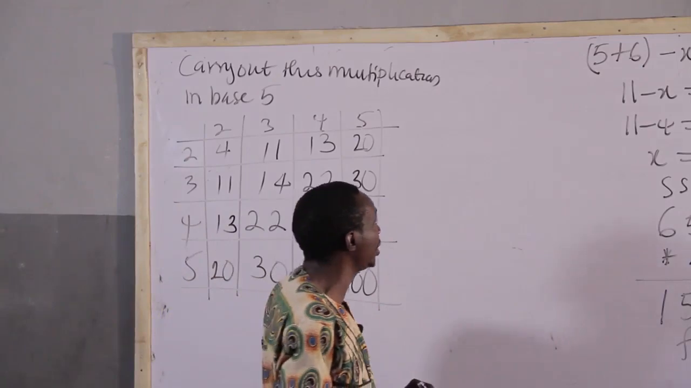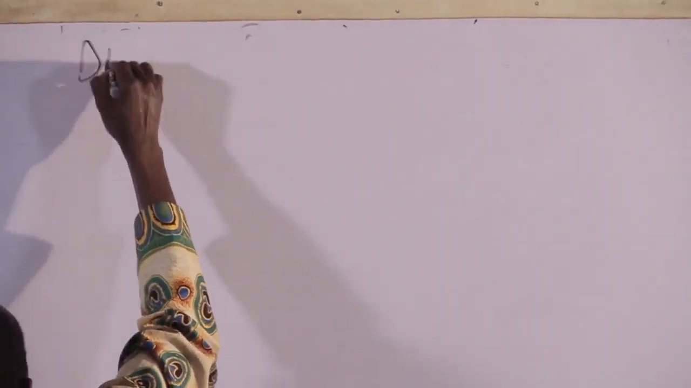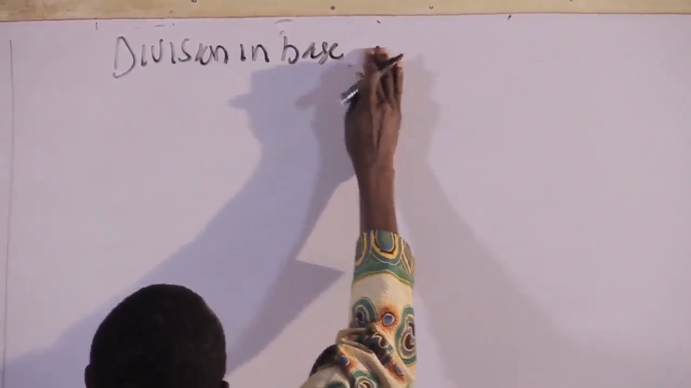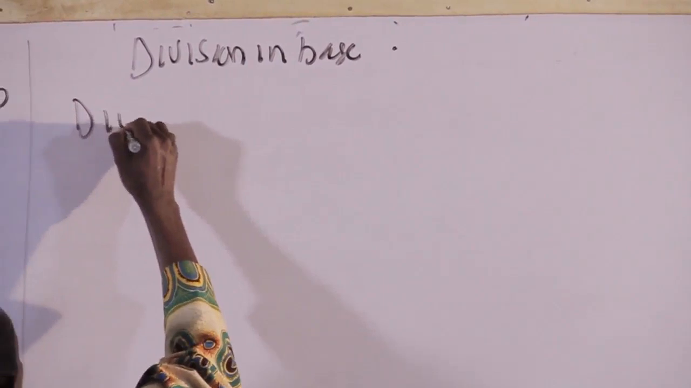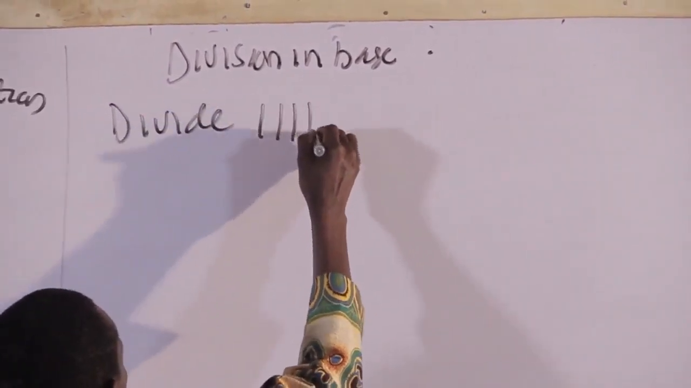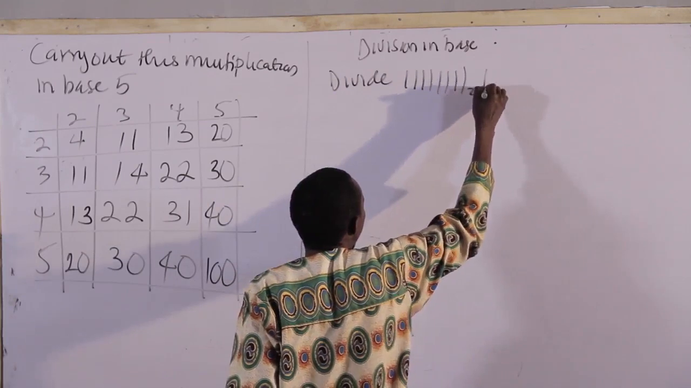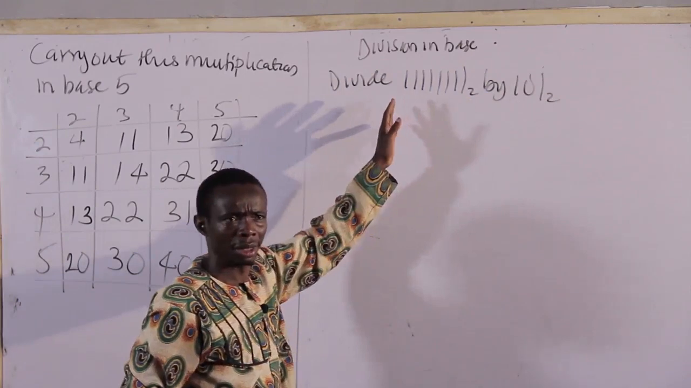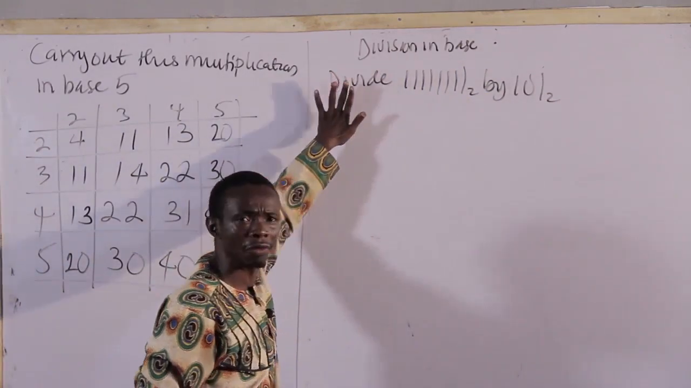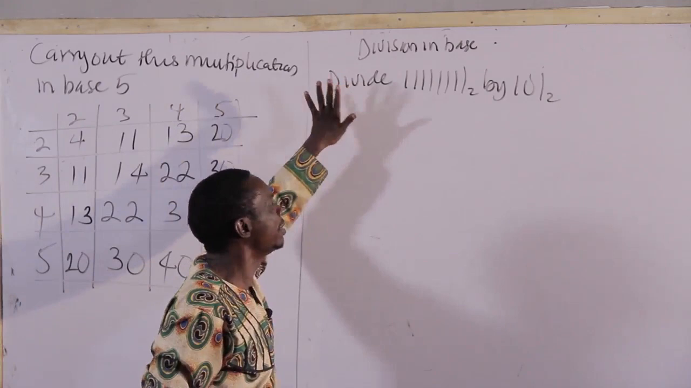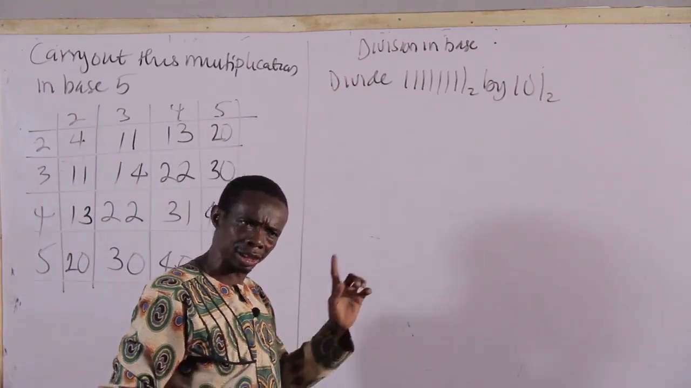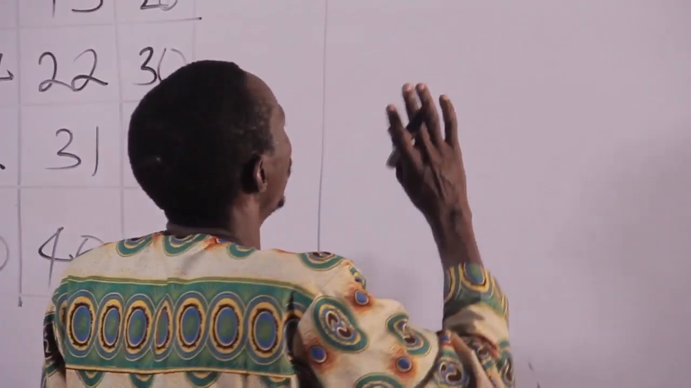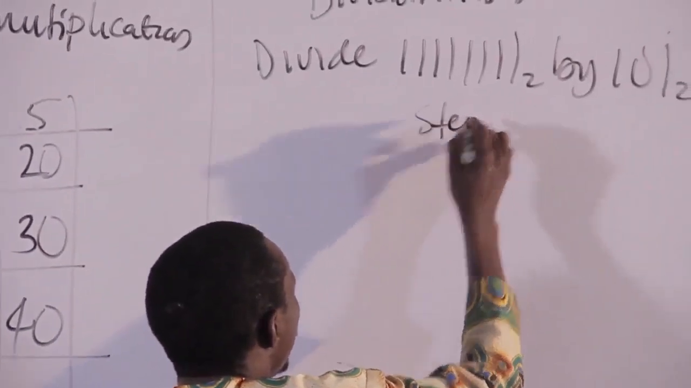And the last operation is division. I'm dealing with division in base now. I want to divide 11111111 base 2 by 101 base 2. If you are conversant with past questions, this is exactly a question from WAEC. I want to do my division in base 2. And whatever method I teach now, take it to any form of division. It will be applicable. Just go through this simple step.